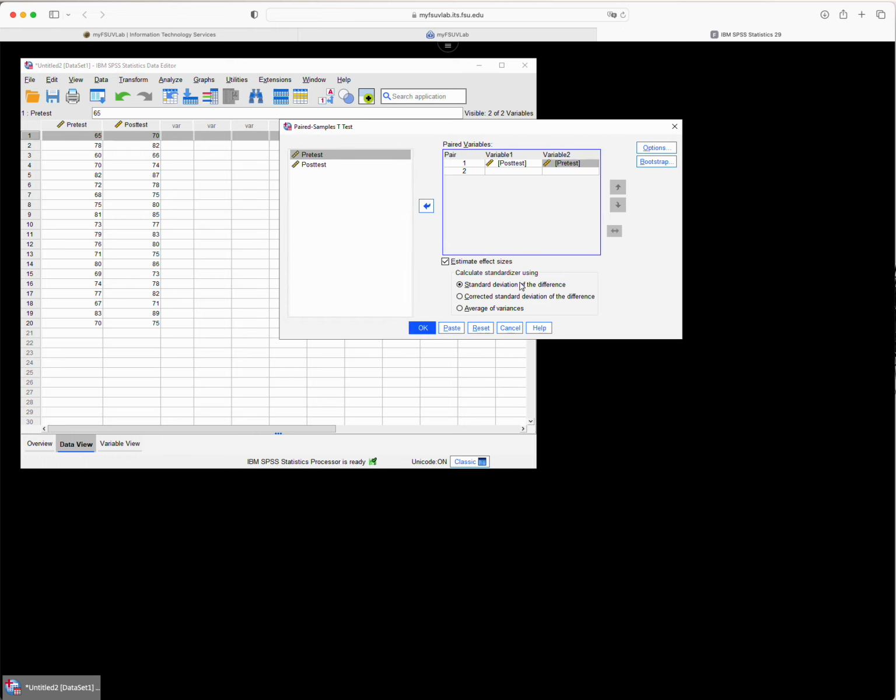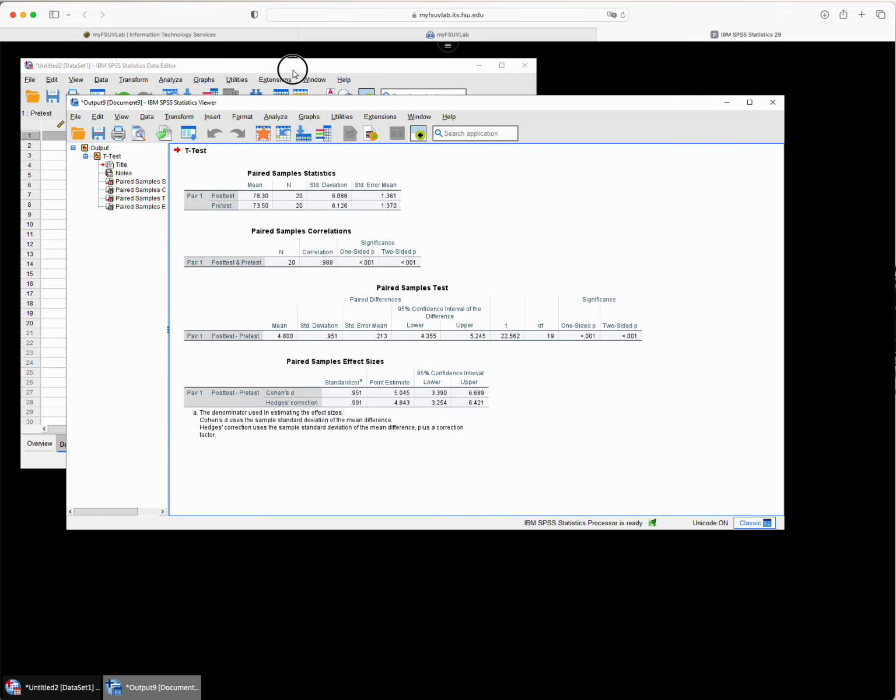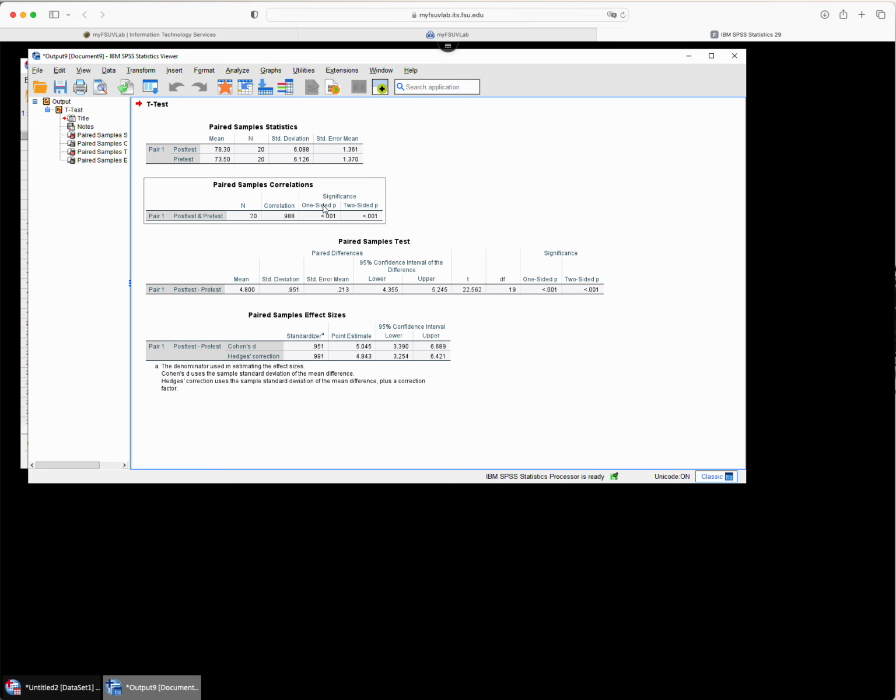Effect size, and just leave the radio buttons down here. And again, options, bootstrap, we don't need to do anything with. I'll point out once this runs why this order matters. You can do it either way, but it just makes it easier to interpret if we do it this way.